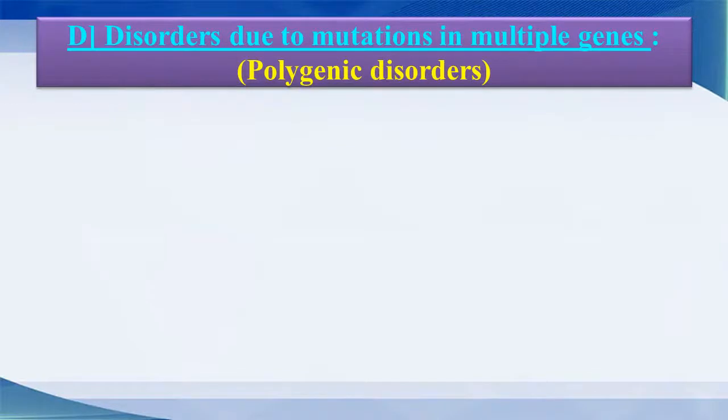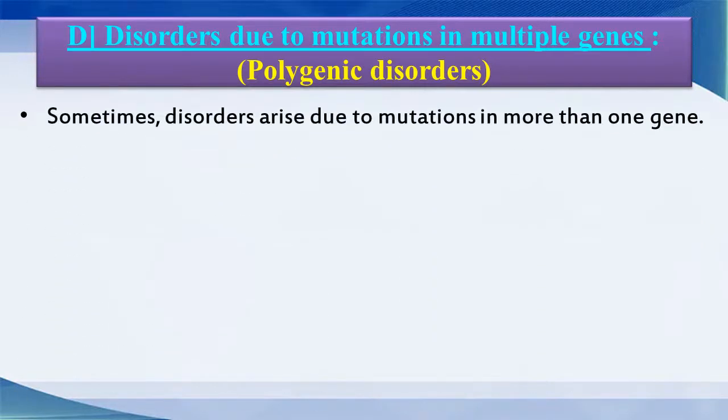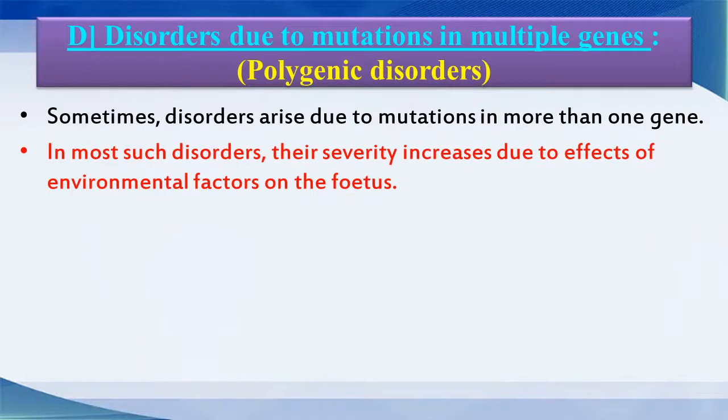Now the D type is disorders due to mutation in multiple genes. In the B part we saw monogenic disorder, where only one gene is involved, but here multiple genes are involved, that's why it is also called a polygenic disorder. Sometimes disorders arise due to mutation in more than one gene, and that's why they are polygenic disorders. And in most such disorders their severity increases due to the effects of environmental factors on the fetus.